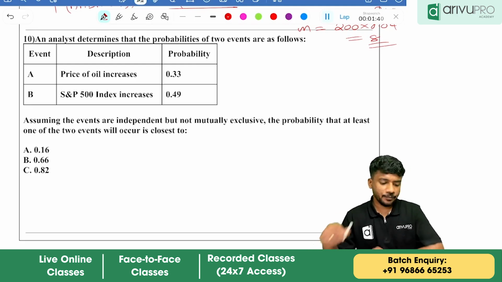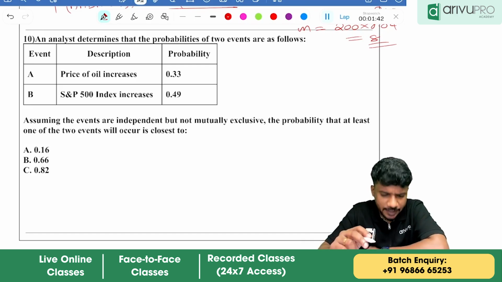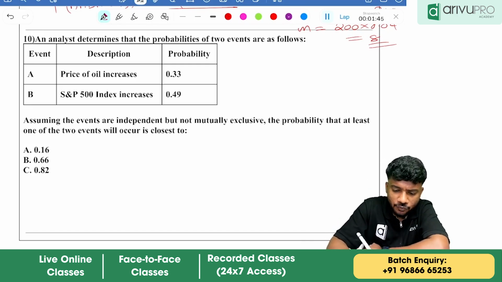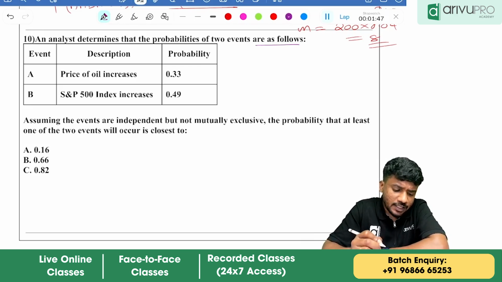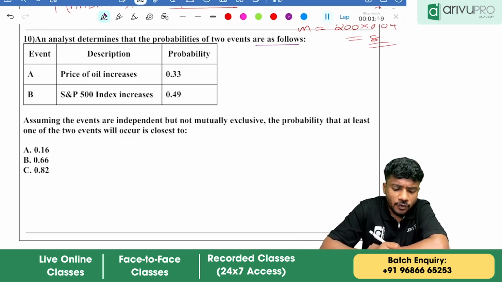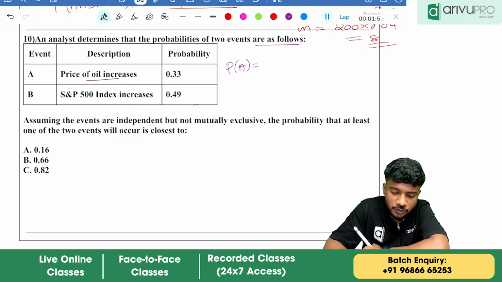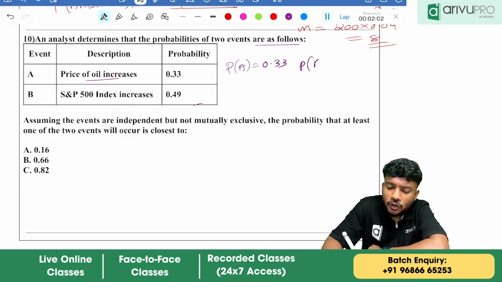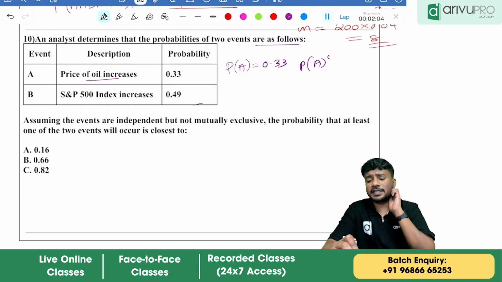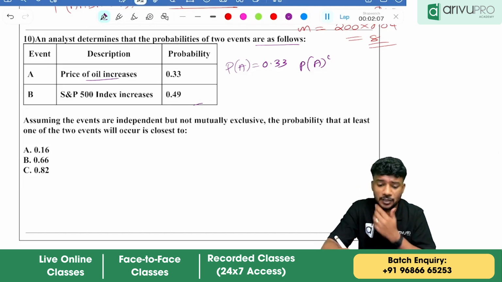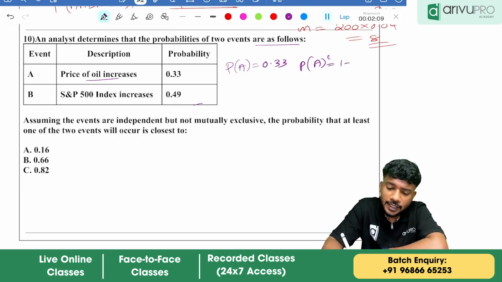Okay, I'll try. An analyst determines the probability of two events as follows. Event A: prices of oil increase. That means P of A is equal to 0.33. Then P of not A, that means the price of oil doesn't increase, is P of A complement, which is 1 minus 0.33, which is equal to 0.67. Okay, that also we got.